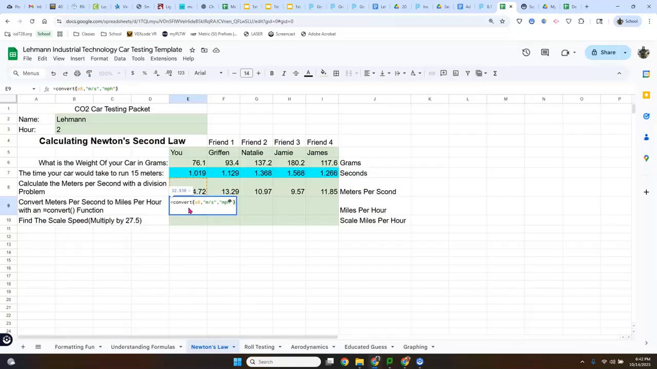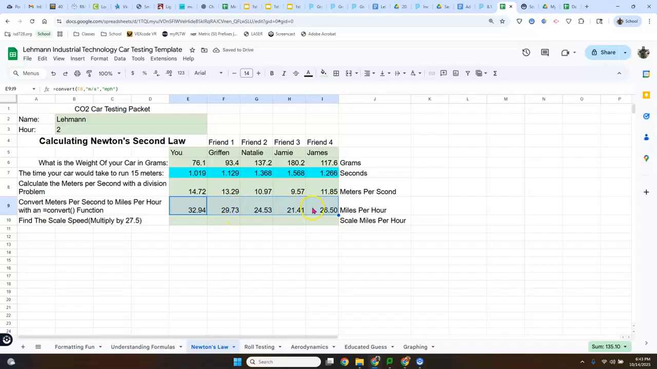Now that's one that's usually kind of hard to look at and locate. Once again, it starts with convert, open parenthesis, selecting the cell we're converting, and then we have comma, in quotations, meters per second, comma, in quotations, miles per hour, end parenthesis. Hit enter. So what this is telling me is that my car is traveling at around 33 miles per hour, 32.9. Once again, I'm going to back it off this one because I have too many decimal places there. And then I'm going to click and drag that once again to the right. And it'll tell me how fast my cars are going in miles per hour on all these.